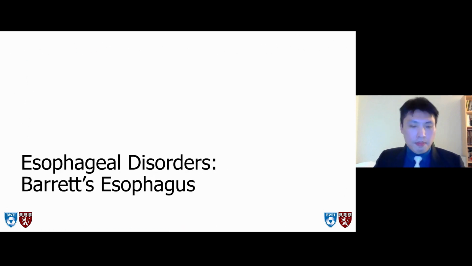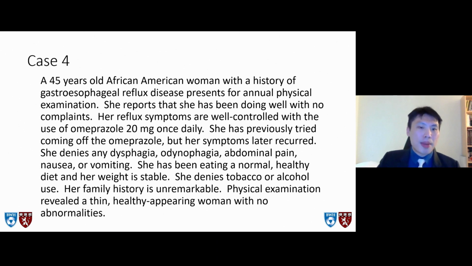The next part I'm going to talk about is Barrett's esophagus. I'm going to start with another case of a 45-year-old African-American woman with a history of GERD who came in for annual physical examination. She has been doing well, has no complaints. She has had reflux symptoms. They're well controlled with the use of omeprazole 20 milligrams once daily. She previously tried coming off the medication, but her symptoms later recurred, so she stayed on the medications.